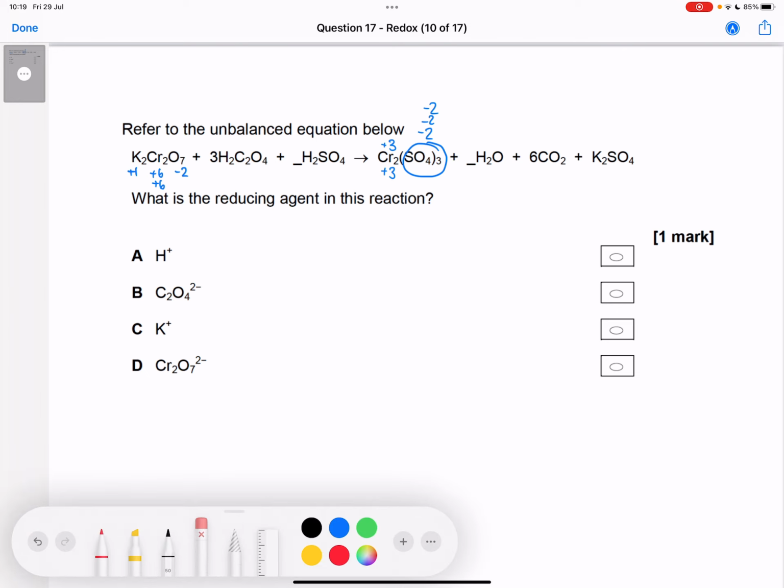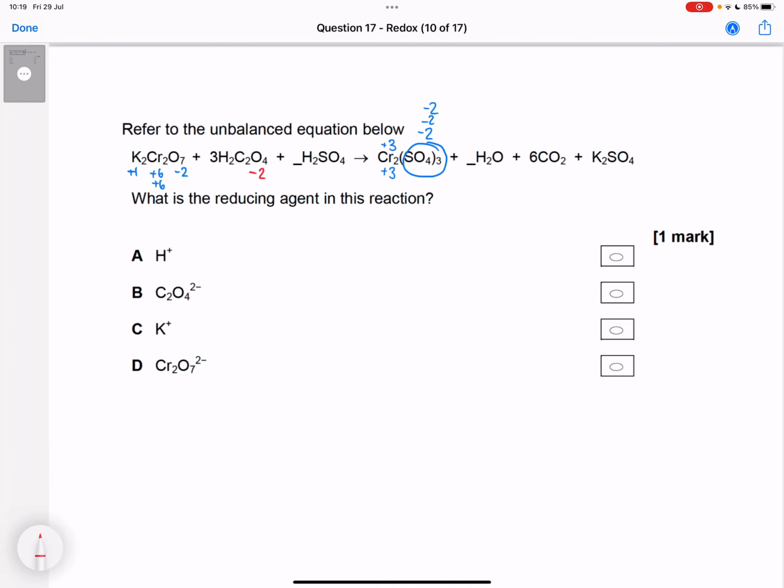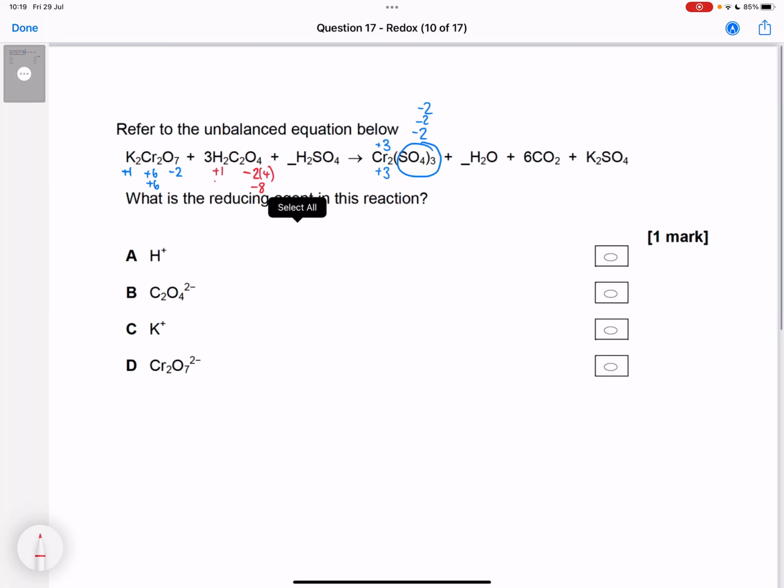So I've got -2 4 times, that's -8. So 4 lots of -2 is -8. Each hydrogen is +1, so that's +2. So -8 plus 2 is -6. So each of these carbons is +3. So we've got +3 for the carbon. And then over here, each oxygen is -2. That's -4. So the carbon is +4.